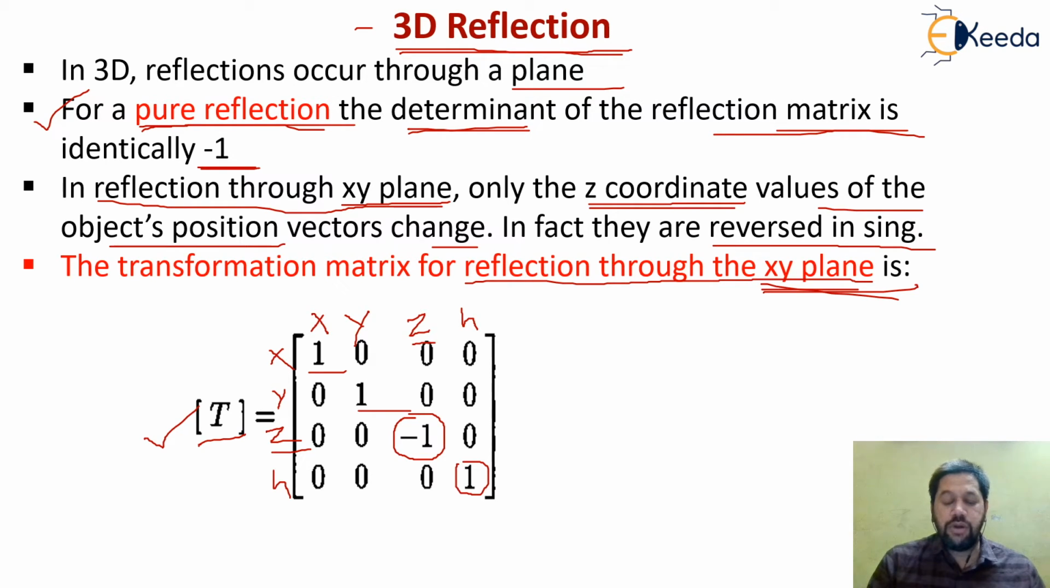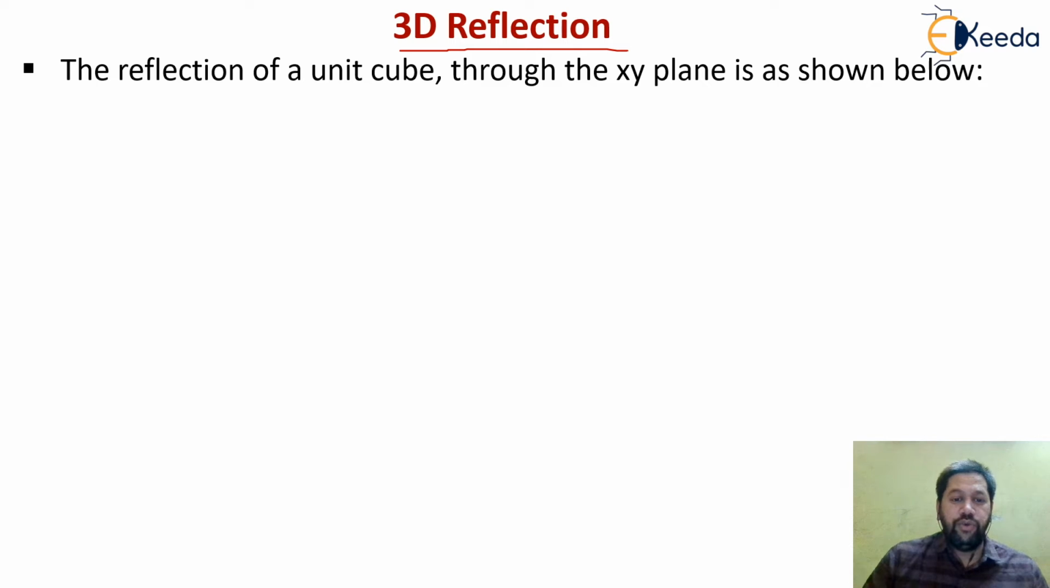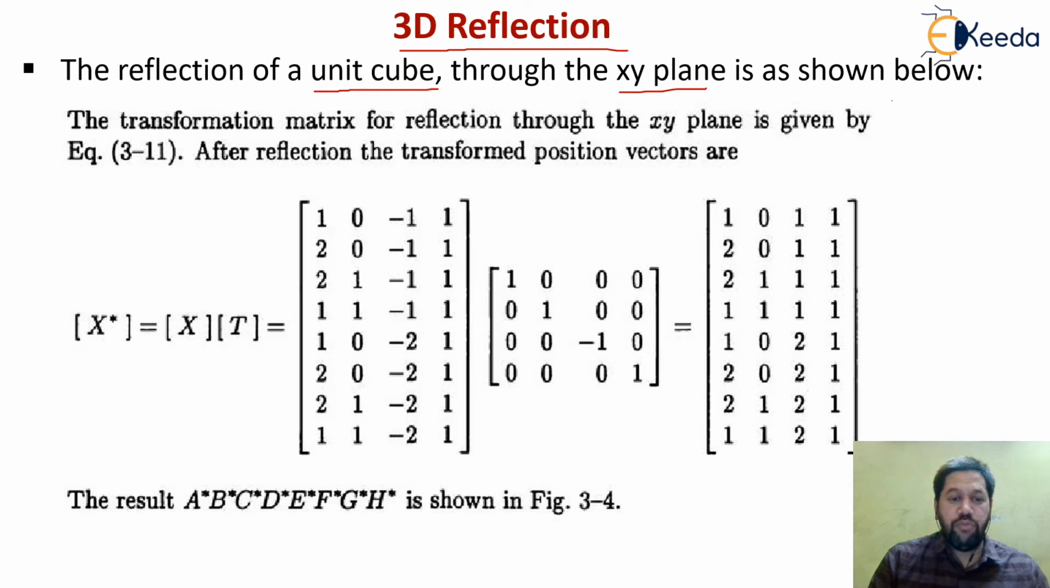So continuing our discussion with the reflection about the xy plane. Consider that now we are concentrating on the 3D reflection, and we have considered the unit cube. Now we just look at how this reflection of a unit cube through the xy plane is shown. Suppose I want to perform the reflection of the unit cube through xy plane. So how can I perform this?